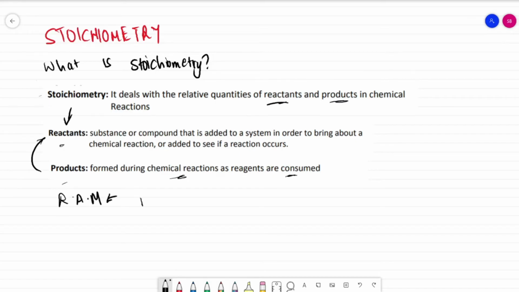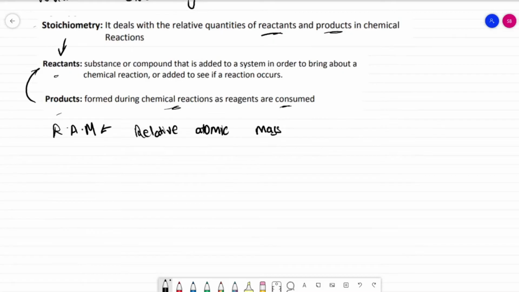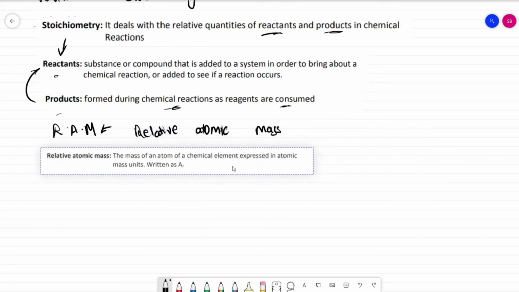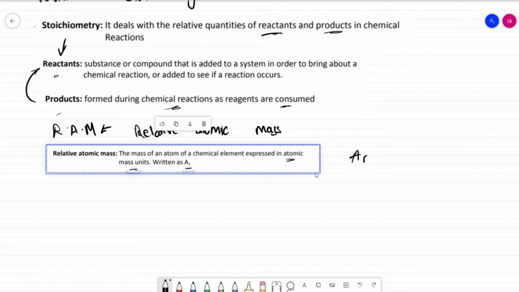Okay, the RAM is simply relative atomic mass. Okay, it is mass. Okay, and we need to know this. So RAM, what is the definition of this relative atomic mass? Let's bring up the definition right here. So relative atomic mass, in simple words, is just simply the mass of an atom of a chemical element expressed in atomic mass units. Here it's written in atomic mass units, which is AR. So the symbol right here is AR, for example 100 AR.